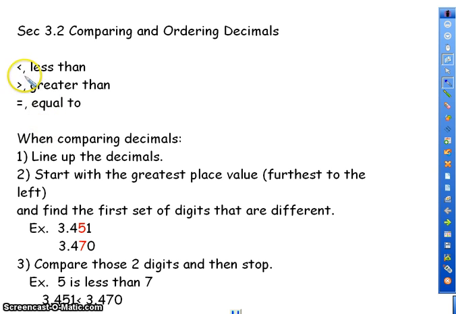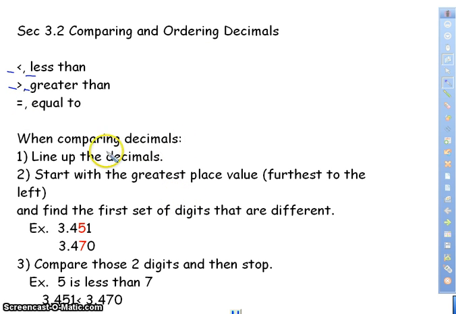This first symbol represents less than, and what that means is that the number to the left is less than the number to the right. So we actually read that from left to right. So for example, 7 is less than 8. This is the greater than symbol, and once again we're reading it from left to right. And then we have our equal to symbol.